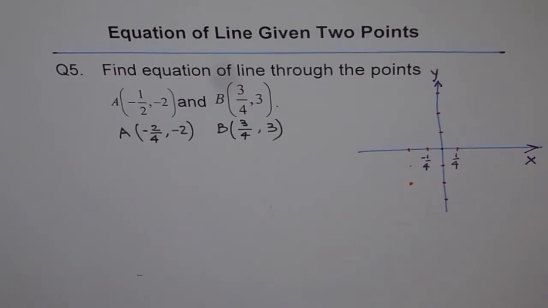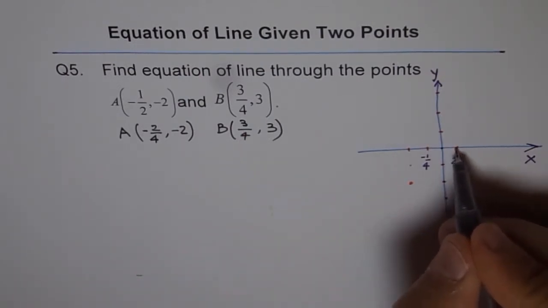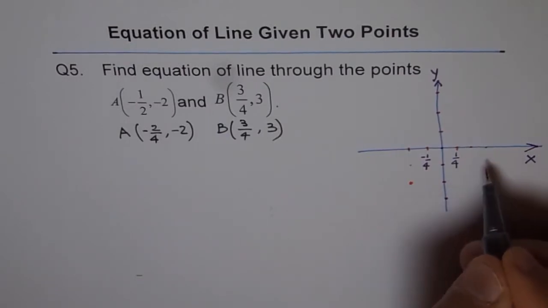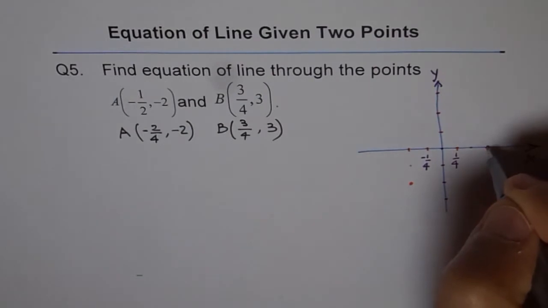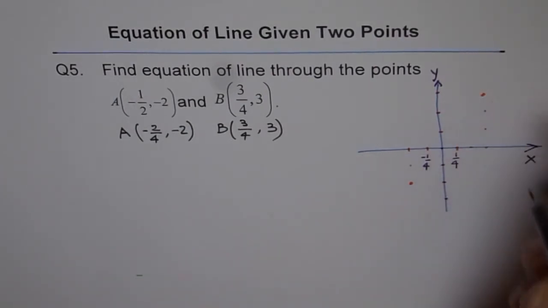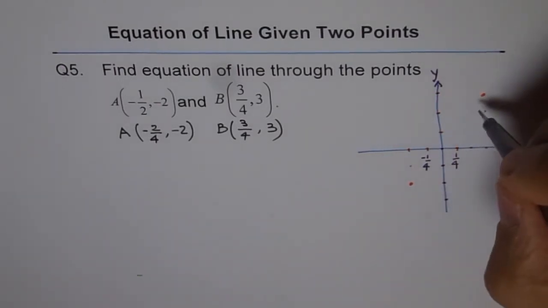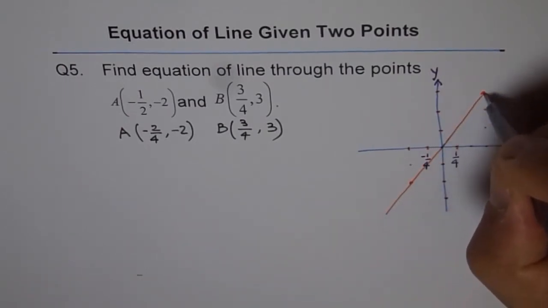How about point B? 3/4. So we'll go this 1/4 three times. So 1, 2, and 3. So that is my 3/4 and 3 units up. So 3 units up means 1, 2, and 3. So there we are, correct? So if I join these 2 points, I get my line AB, right? And a line always extends on both sides. So I will just draw it like this and go up and like this.